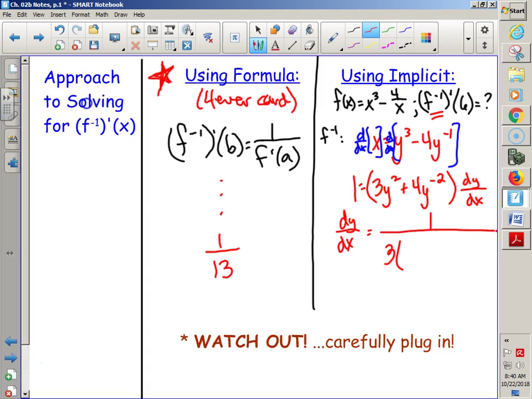Question, does this look familiar to any of you guys? If I divide, do I get to the exact same place I was a second ago? But what's different? I have a dy dx instead of my notation, and I'm supposed to be plugging in y's. Y's of who?